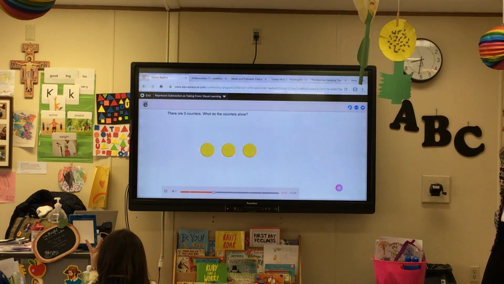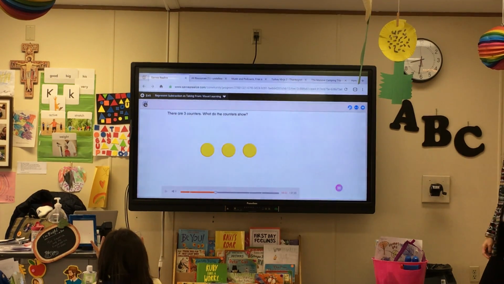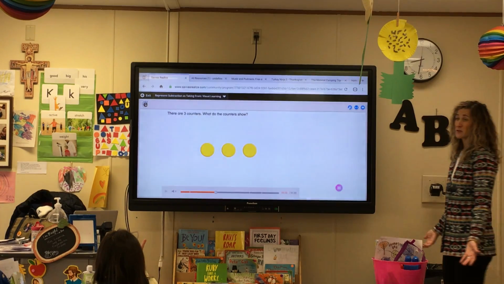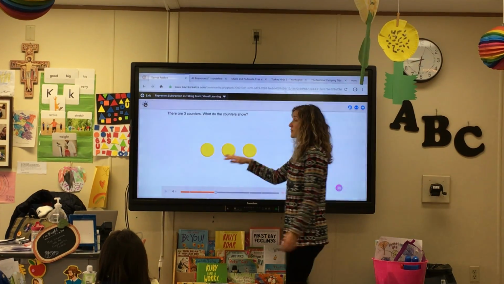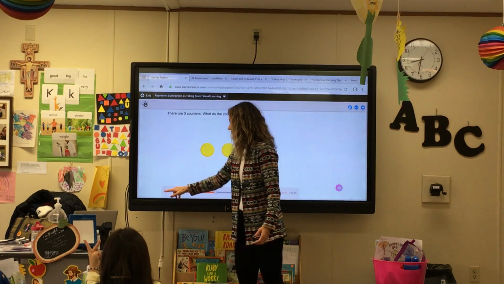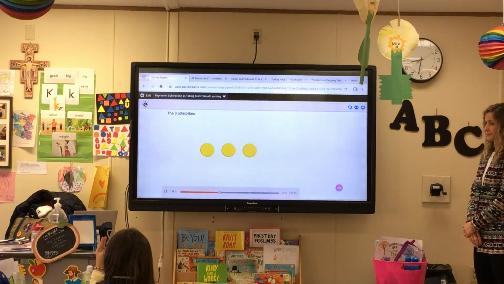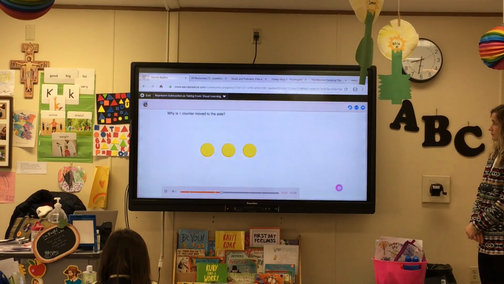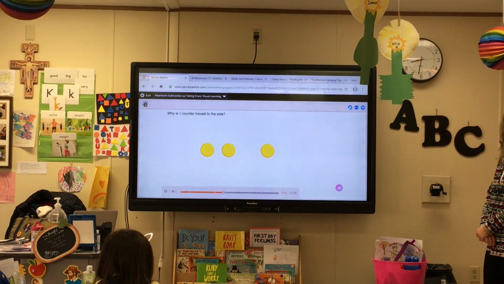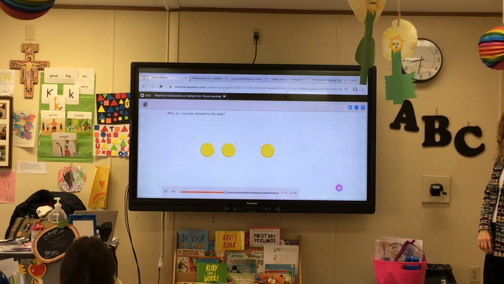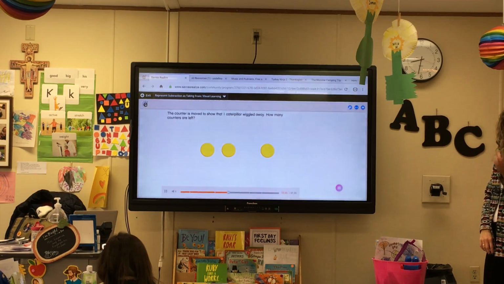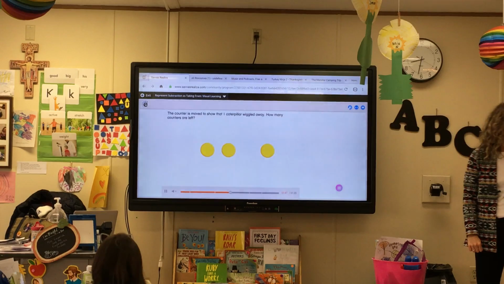What do the counters show? They represent those caterpillars, kind of, right? Okay, so it shows that there's 3. Then we have 3 to start off with. The 3 caterpillars. Why is one counter moved to the side? Because what happened in the story? The counter is moved to show that one caterpillar wiggled away.